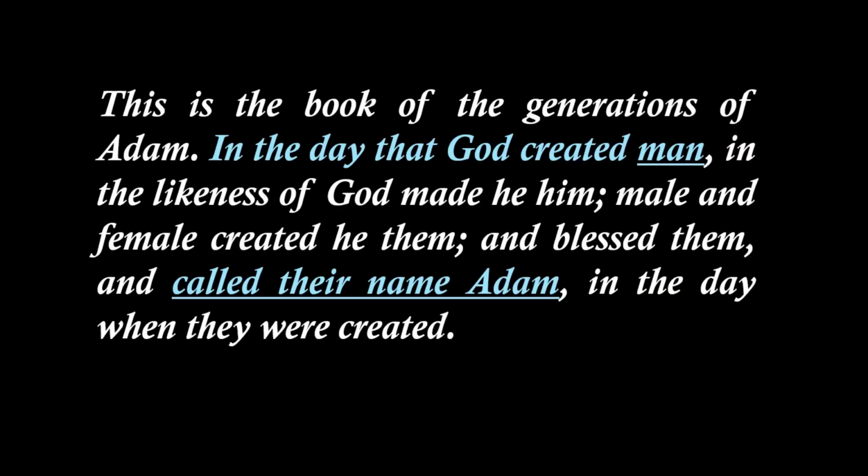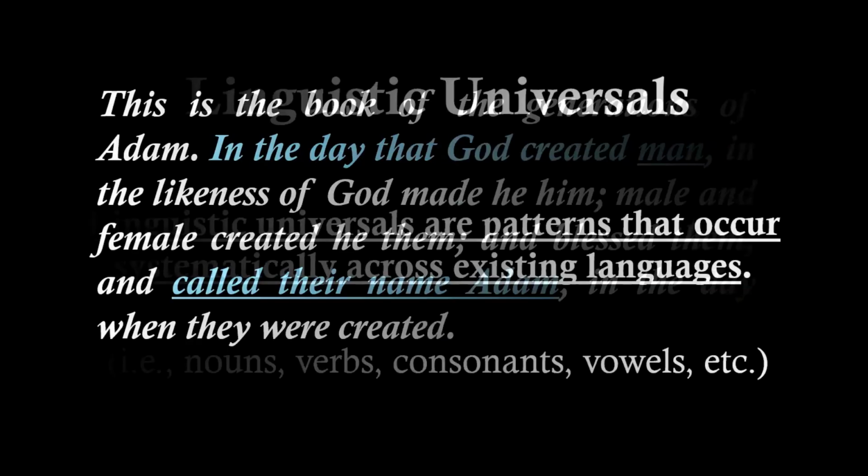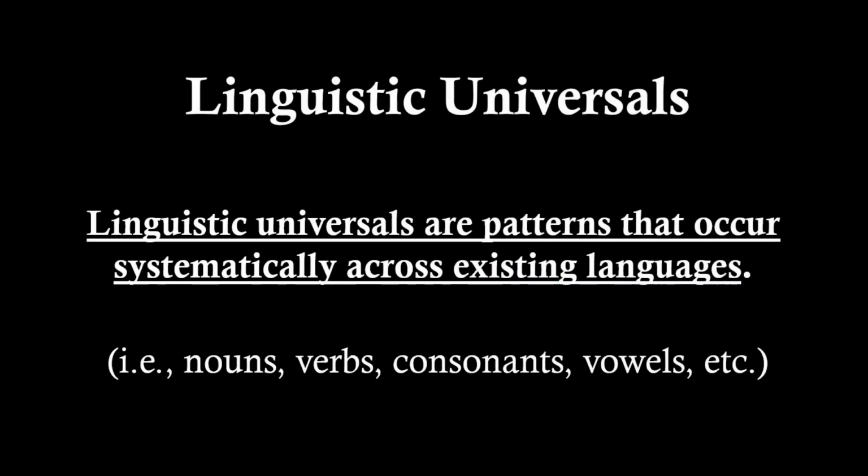And last but not least, a final language related consideration. Linguistic universals. Linguistic universals are patterns that occur systematically across existing languages. In other words, all languages have nouns and verbs and consonants and vowels, things like that.